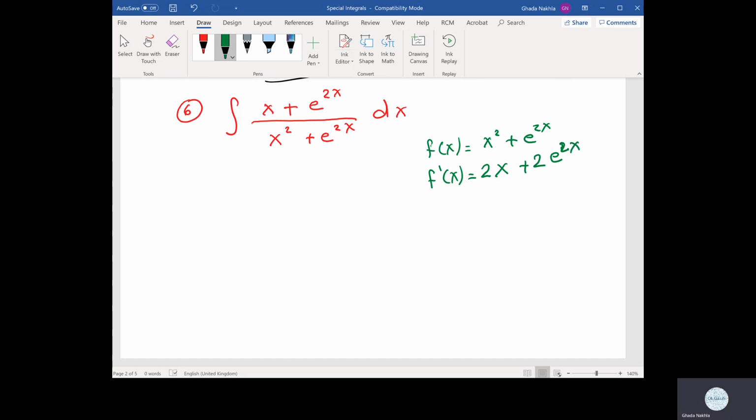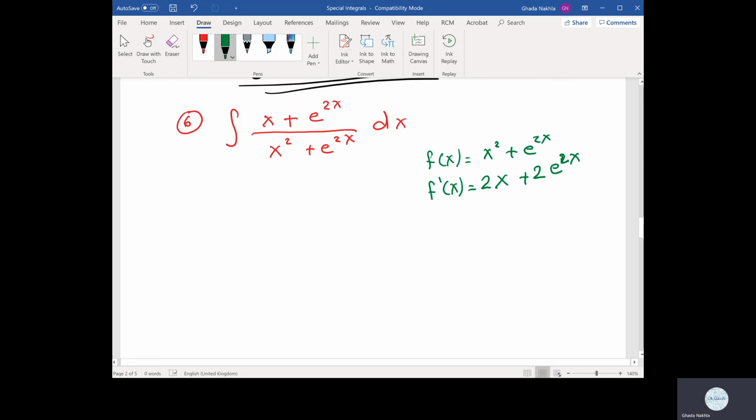And k is 2. So x squared differentiates into 2x. You drop the power and then decrease the power by 1. So 2 minus 1 becomes 1, plus e to the kx differentiates into k e to the kx, and k is 2.